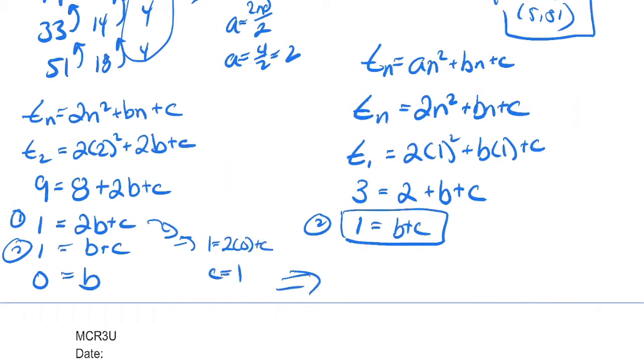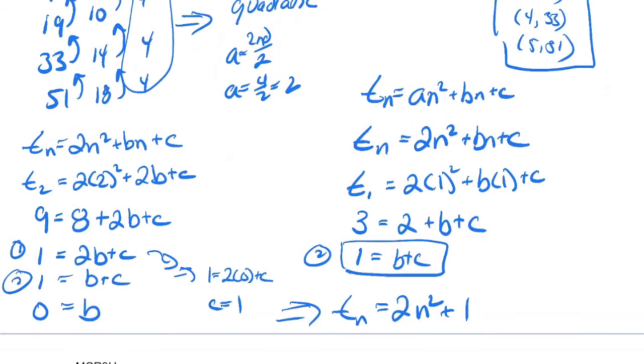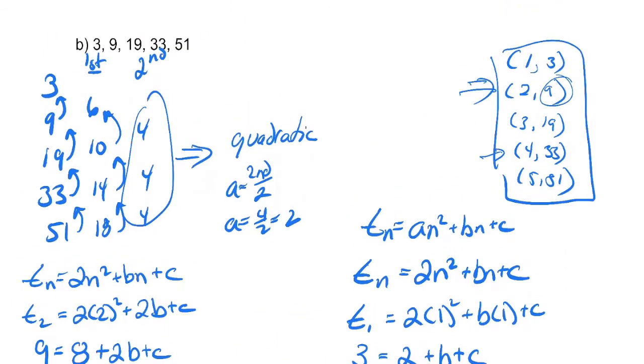So therefore my general term, my explicit formula, is 2n squared plus 1. Let's double check to see if this actually works. Let's use the point 4, comma 33. In other words, the fourth term in my sequence is 33. 4 squared is 16, times 2 is 32, plus 1 is 33. So it sounds like this one works. This one's a little bit more tricky because it was a lot harder to recognize what the pattern is and then come up with that explicit formula.